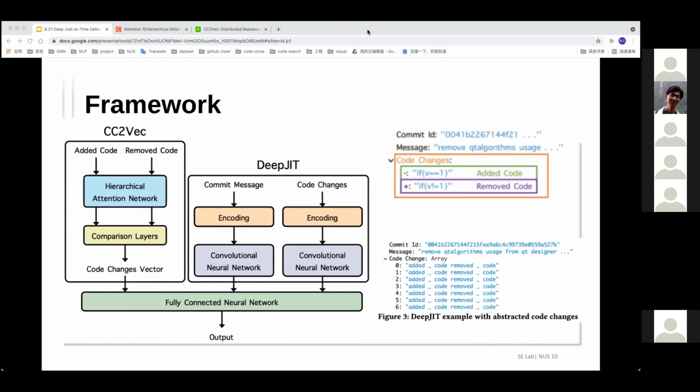Yeah, you can see the structure here. They just feed the added code information and the removed code information to a hierarchical attention neural network, and then go to a comparison layer to get a conclusion vector. And then they also combine the traditional information, using a CNN to produce another vector. So there are three networks. I don't think a neural network model can help much here, but the network seems very straightforward. We just concatenate all the branches together to make a prediction. Yeah, I don't think this approach can work.